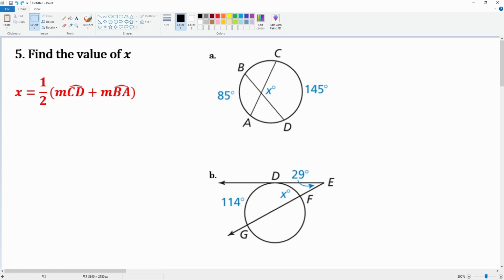Okay, so here you're adding 145 plus 85, half it equals 50. Okay, remember those two measurements have to be the arcs that the x produces.